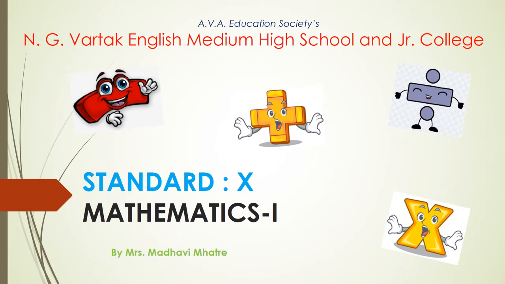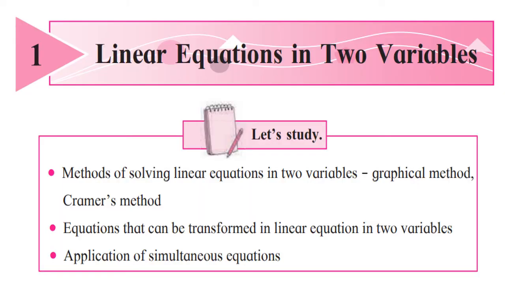We are revising chapter number 1, Linear Equations in Two Variables. In the previous two lectures, we have done the revision of the graphical method and Cramer's method or Cramer's rule, also called the determinant method.